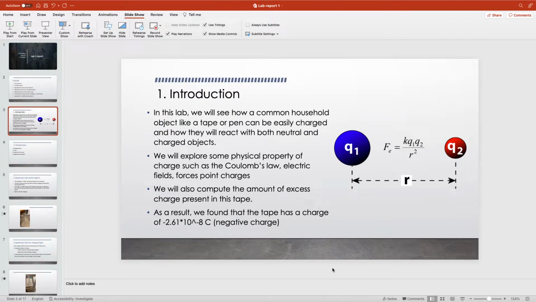In this lab, we will see how a common household object like a tape can be easily charged and how they will react with both neutral and charged objects. We will then explore some physical properties of charge, such as Coulomb's law, electric fields, force, and point charge. We will also compute the amount of excess charge present in this tape. So, as a brief result, we found that the tape has a charge of 2.6 times 10 to the power minus 8 Coulomb, which is a negative charge.